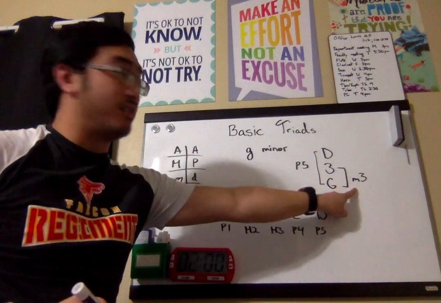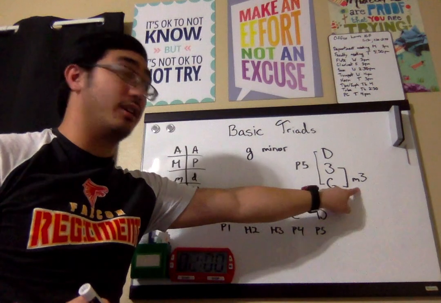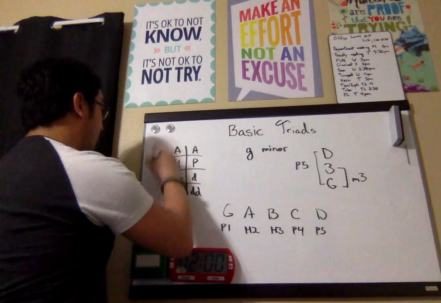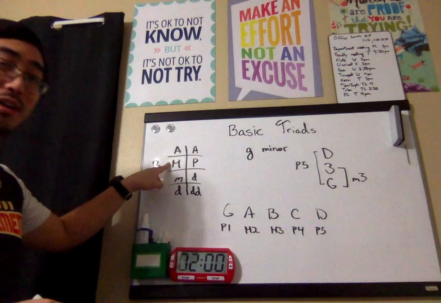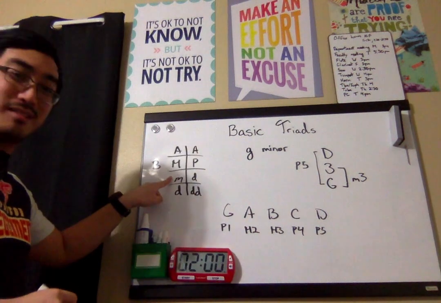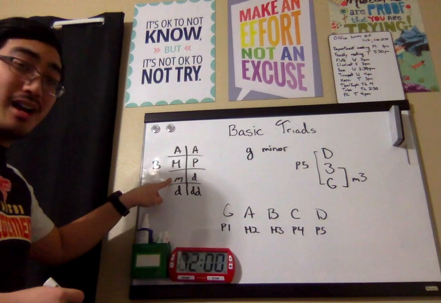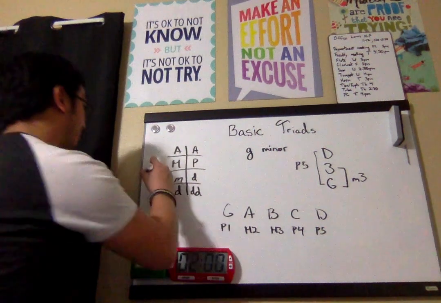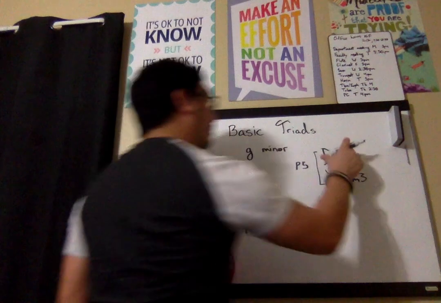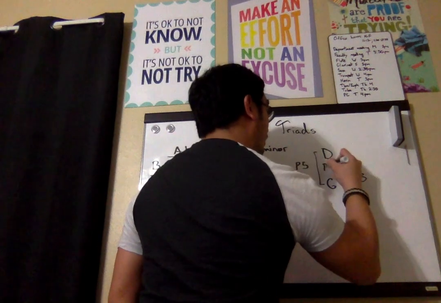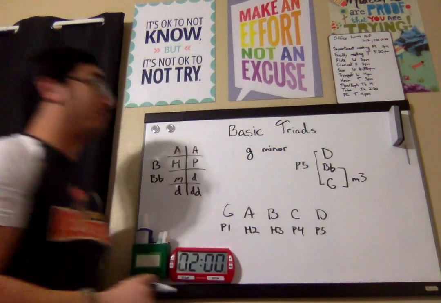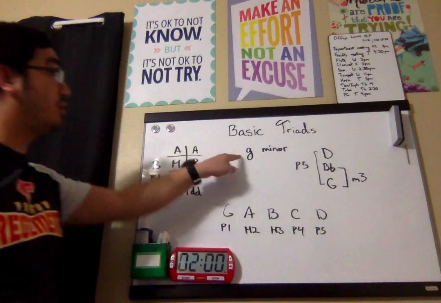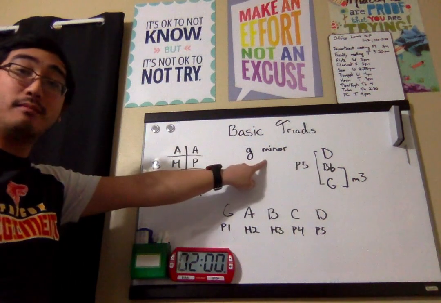Here's where you have to change something. You want a minor third. You have a major third. You are here. You want to go here. You went down 1 box, which means this needs to go down 1/2 step. Done. G, B flat, and D gives you a G minor triad.